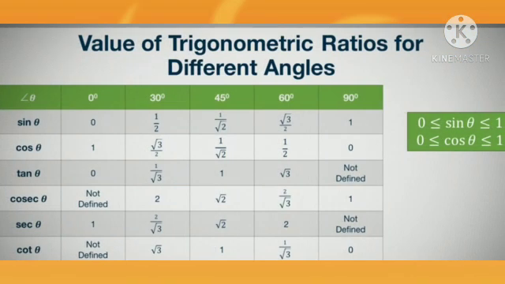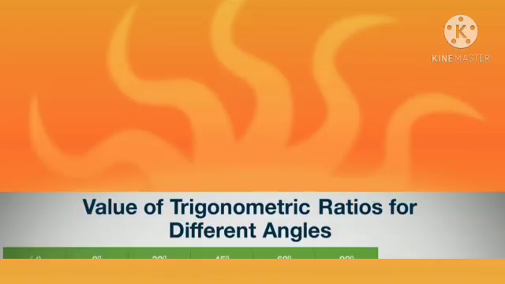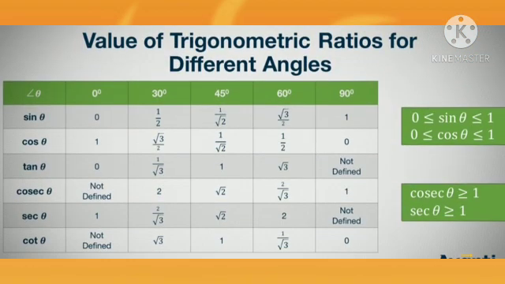Also you can see that the value of sin theta lies between 0 and 1. Similarly cos theta also between 0 and 1. 0 less than or equal to sin theta less than or equal to 1, and cos theta also 0 less than or equal to cos theta less than or equal to 1. Also we can see that cosecant theta is greater than or equal to 1. Sec theta is also greater than or equal to 1. So all these values you should understand and keep in your memory.